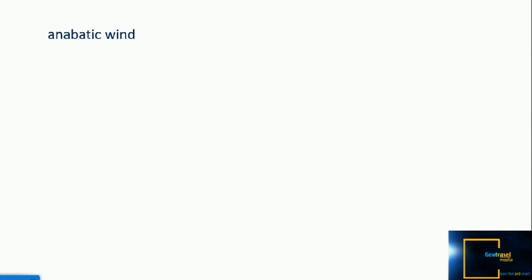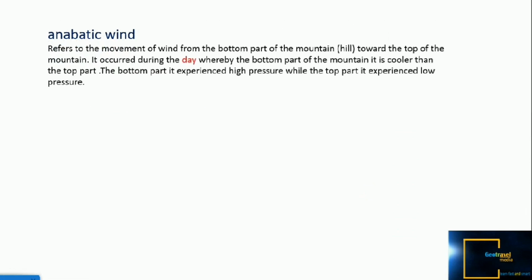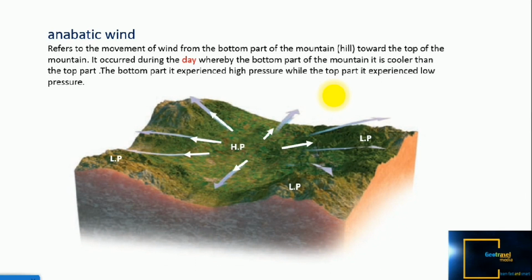Anabatic wind. Anabatic wind refers to the movement of wind from the bottom part of the mountain or hill toward the top part of the mountain. Anabatic wind occurs during the day, whereby the bottom part of the mountain is cooler than the top part of the mountain. The bottom part experiences high pressure, while the top part experiences low pressure.